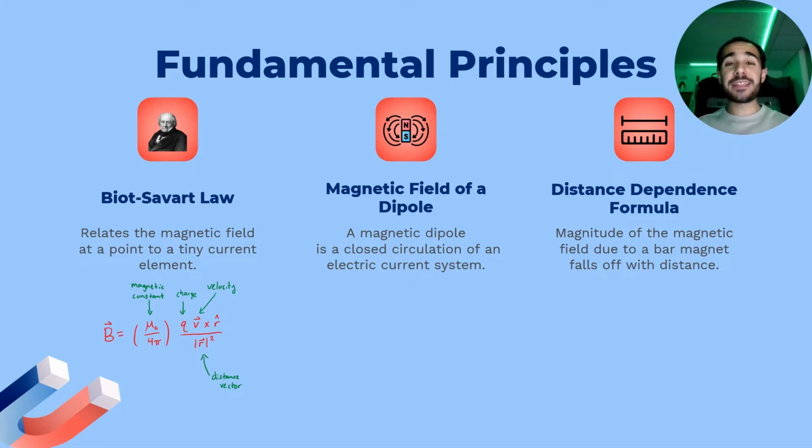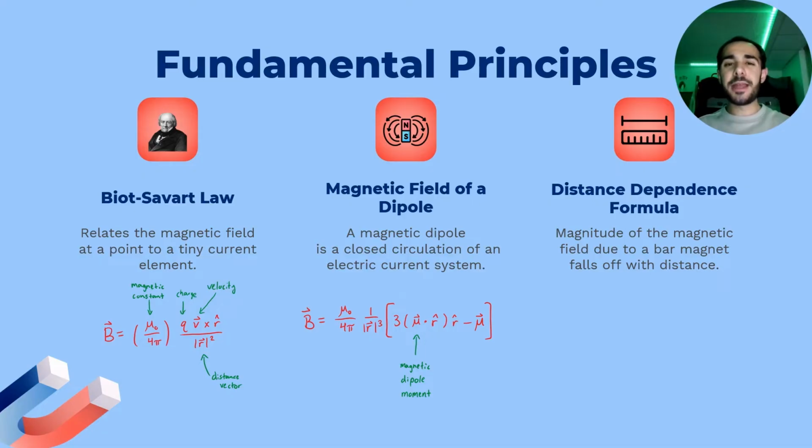Next up, we got the magnetic fields of a dipole. Now, a magnetic dipole is just a closed circulation of an electric current system. Well, what does this mean? Basically, inside the magnet, we have a bunch of electrons circulating around atomic nuclei while spinning on its axis. This creates a dipole with magnetic field strength given by this equation.